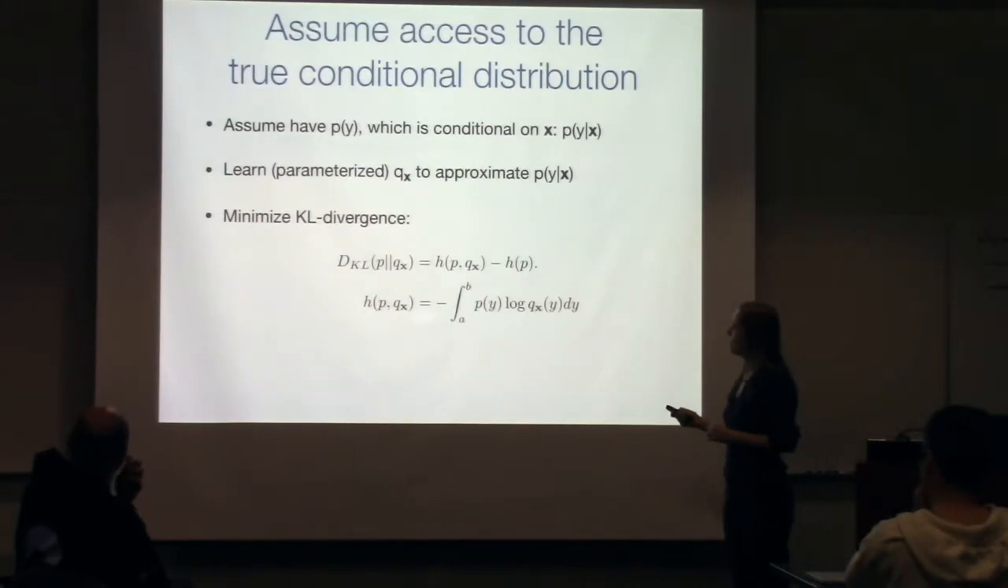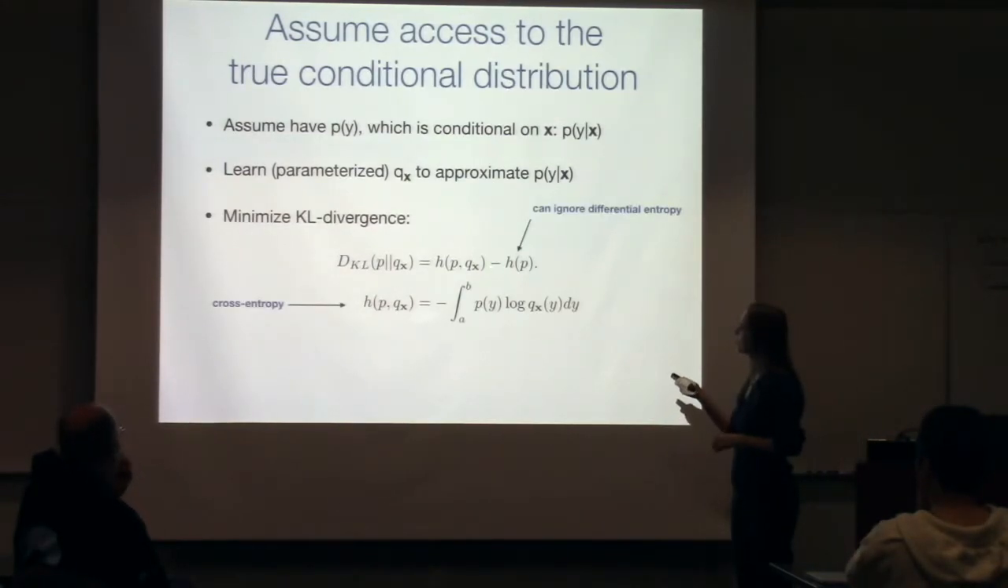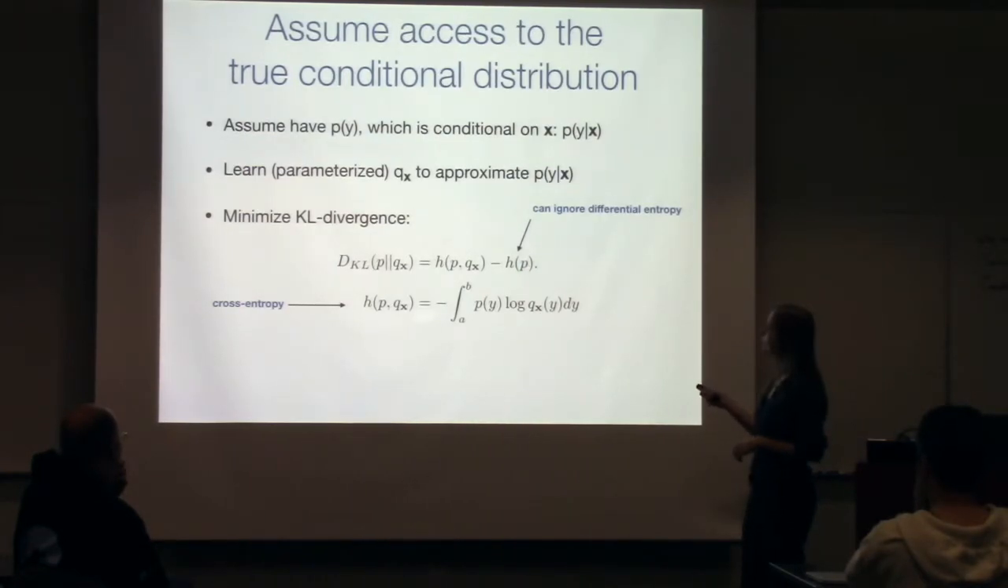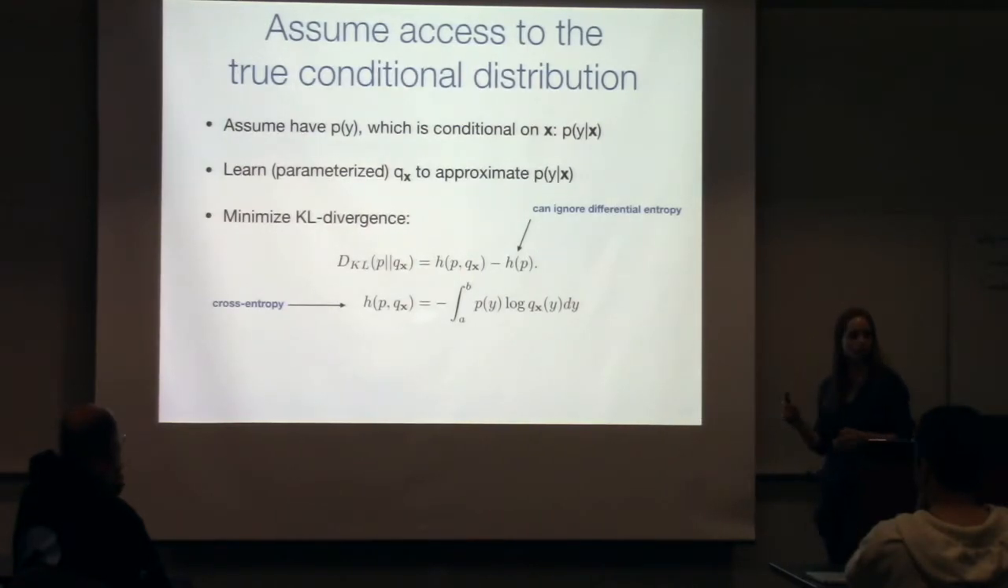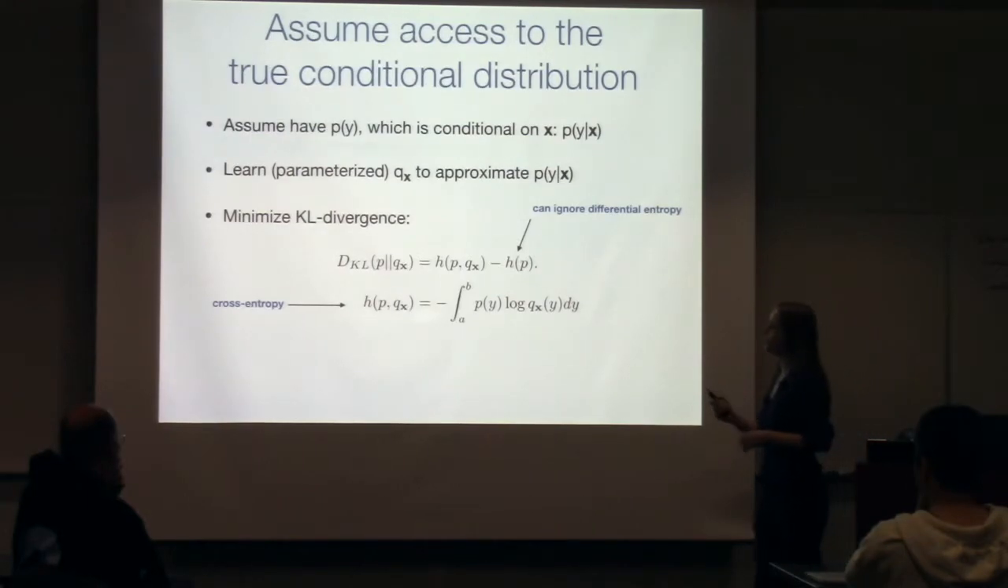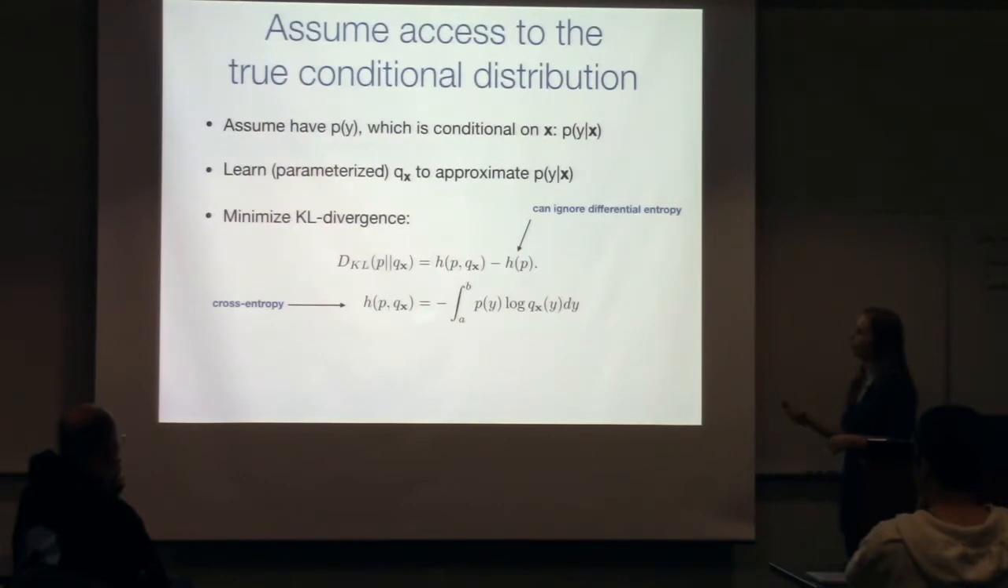Okay, so this KL divergence includes this cross-entropy term. It includes this differential entropy term. We can ignore this because we only care about q of x, so this has no influence on our objective when we minimize over the parameters in q of x. And so really we just have to focus on how we are going to minimize this cross-entropy term.